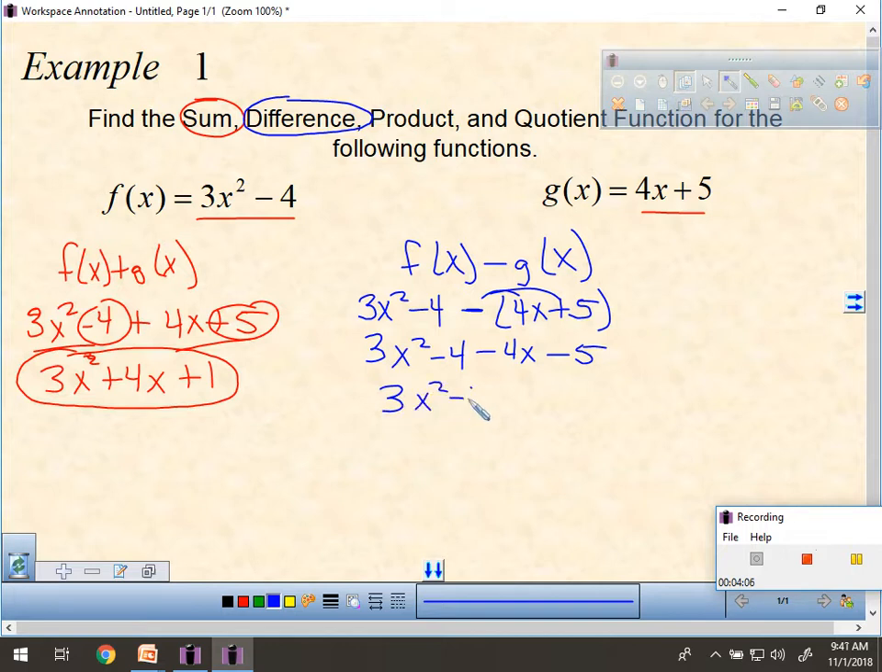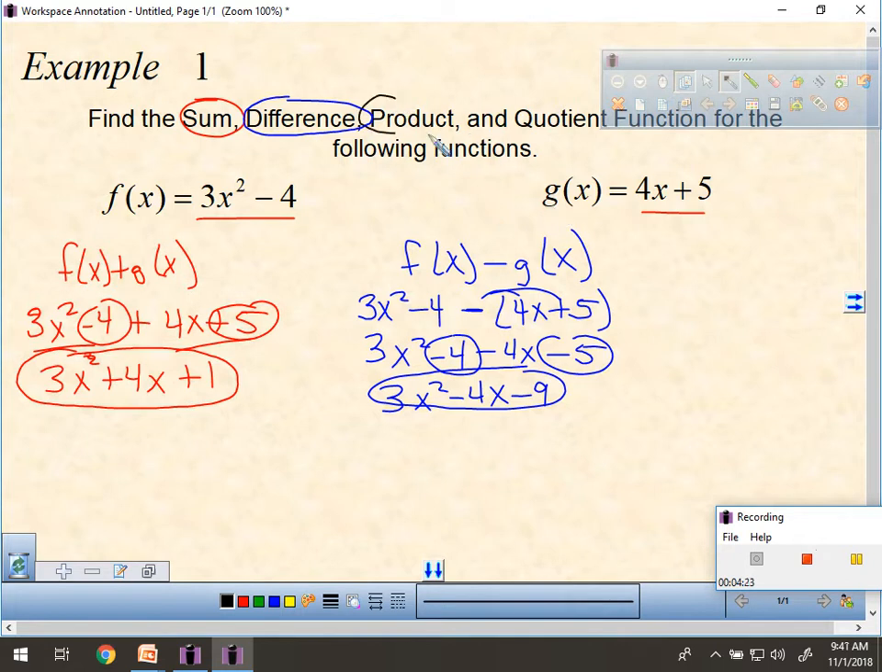See if there's any like terms to combine together, and there are, negative 4 and negative 5. And so that gives me my new function in blue, 3x squared minus 4x minus 9. And so that's how you find the difference. So just like you can subtract two numbers, you can subtract two functions.